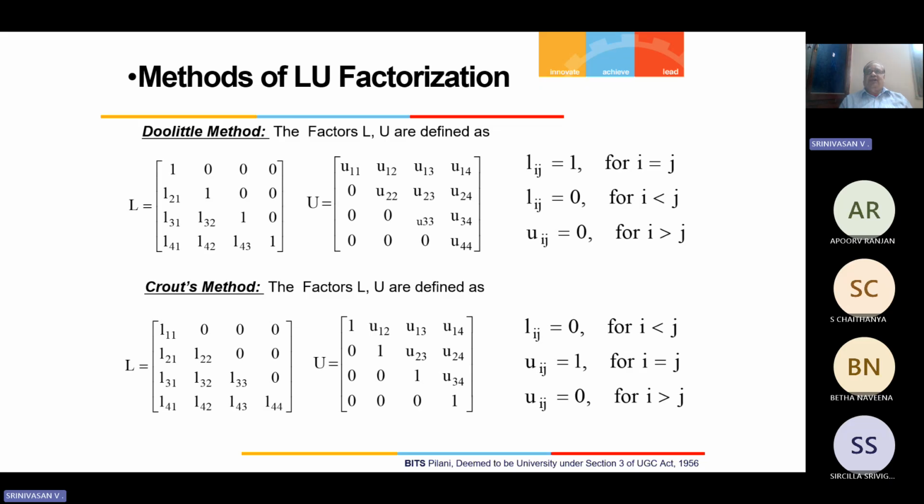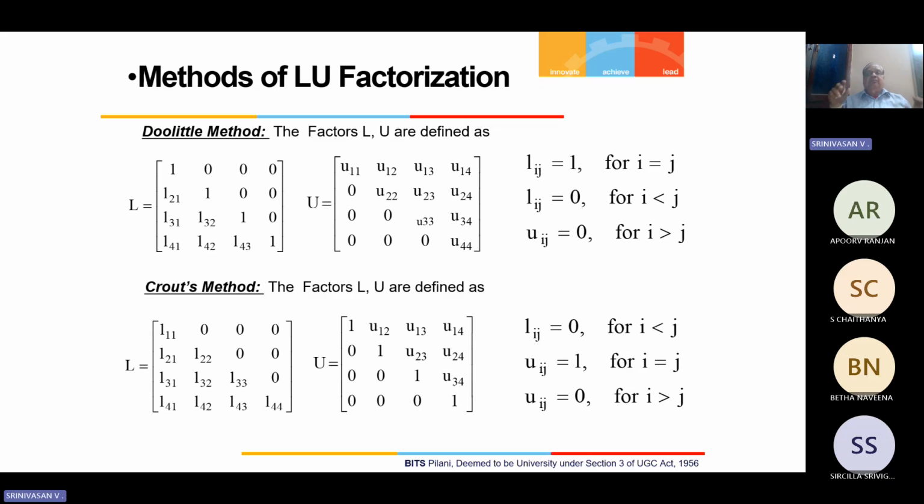So don't get confused with i less than j and i greater than j. What's the meaning? U_ij equal to 0 for i greater than j means you get U31, where 3 is greater than 1, and U32, where 3 is greater than 2. So only those entries will become 0. But don't confuse yourself about i less than j, i greater than j for which one, L or U. Don't think that way. For lower triangular, entries above the principal diagonal should be zeros. For upper triangular, entries below the principal diagonal should be zeros.